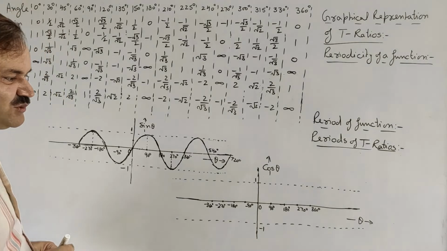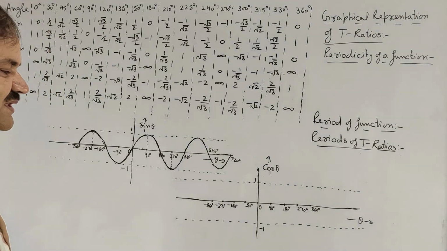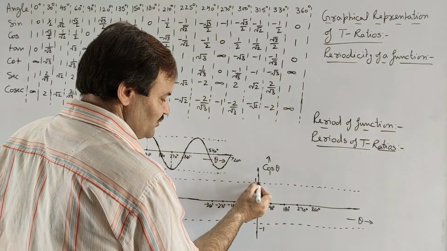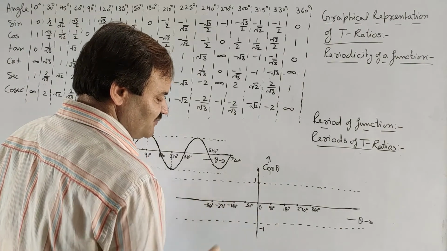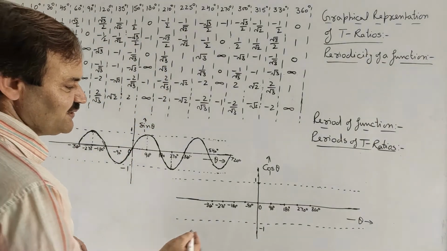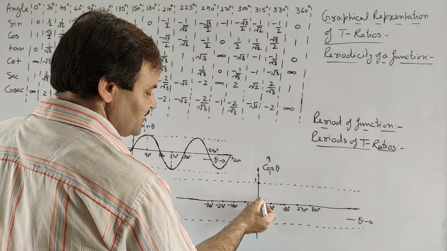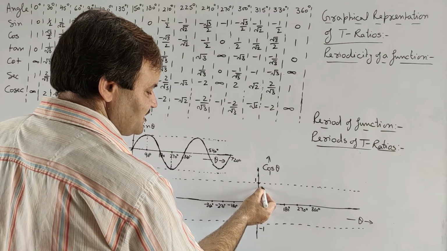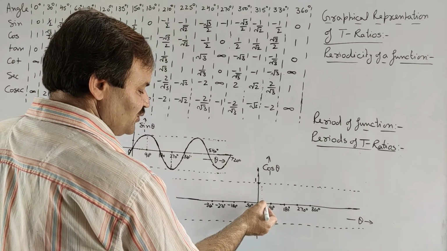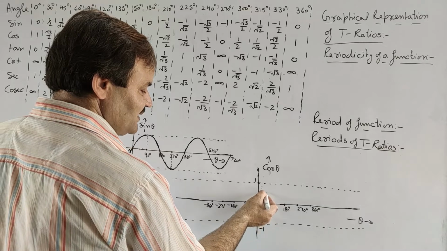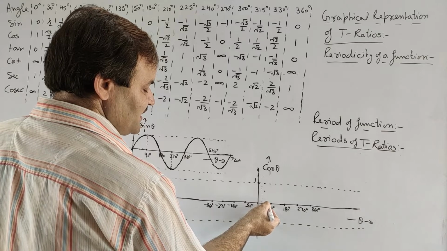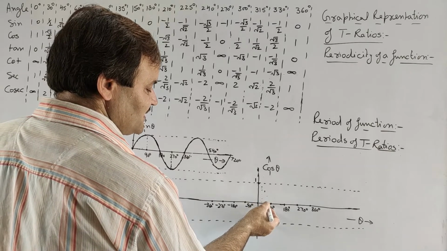Now when we come to cos theta, then for cos theta, cos 0 is 1. So cos 0 being 1, the graph will start from here, and cos 30 is root 3 by 2, which means 0.866, say somewhere here, then 45 degree 1 by root 2, that is 0.707, say somewhere here, then 60 degree 1 by 2, that is 0.5, say somewhere here.